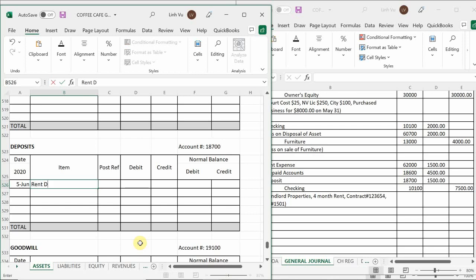Okay, and I'm going to go ahead and make a note. Rent deposit, 1 month advance, add 1 month payment. So that's going to be $1,500. And of course, this transaction happened on the 1st. And that is my account balance in my deposits account.